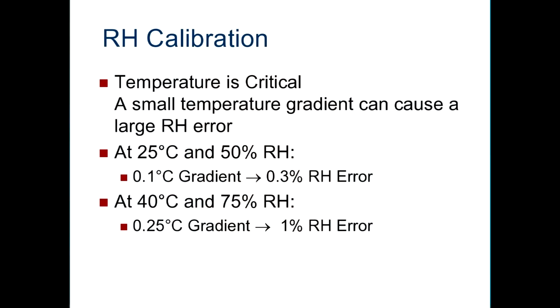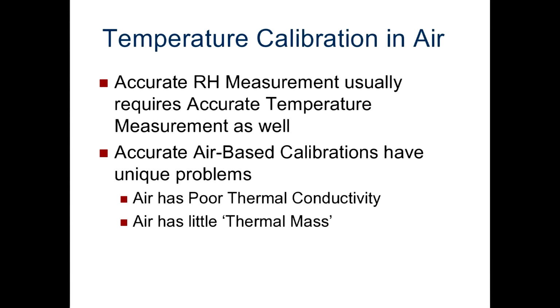Well, as we've seen, temperature is critical in any humidity measurement and calibration. A small temperature gradient can cause a very large RH error. At 25 C and 50% RH, just a 0.1 C gradient can have a corresponding 0.3% RH gradient or error if it's a calibration. And at 40 degrees C and 75% RH, a quarter degree temperature gradient will result in a 1% RH error. Accurate RH measurement usually requires an associated accurate temperature measurement as well.